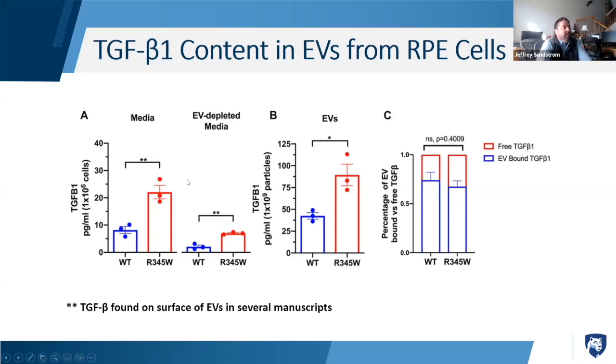And you can see here, when we look at the media from cells expressing wild type or mutant fibulin, there's more TGF-beta secreted by the cells expressing the mutant fibulin. When we remove the extracellular vesicles from the media, there still is a difference. There still is a little bit more free, non-EV bound TGF-beta in the media. Within the EVs themselves, from the EV isolation, that difference still exists. And critically, when we look at the proportion of free versus bound, we see that the majority of TGF-beta is actually bound to the EVs.